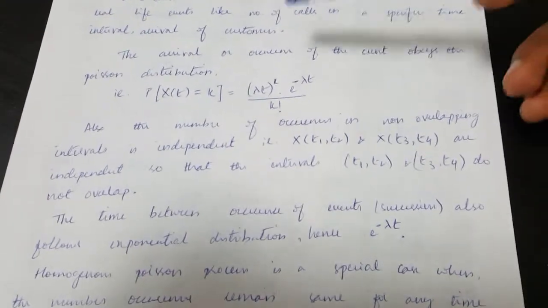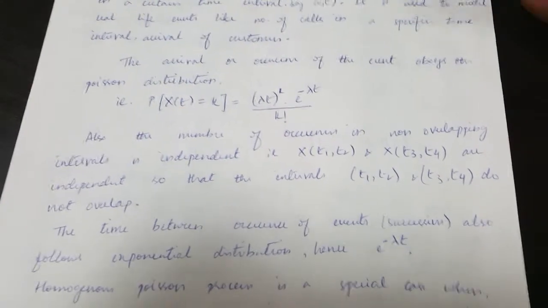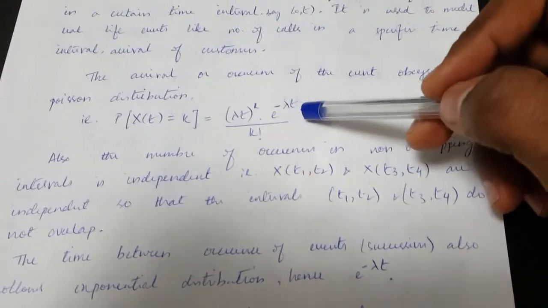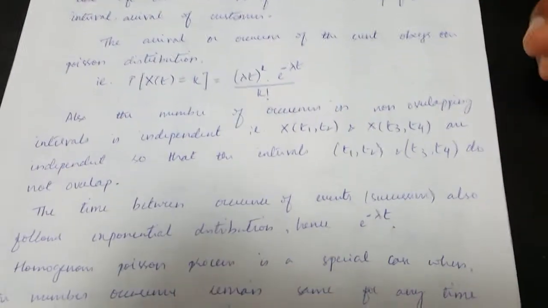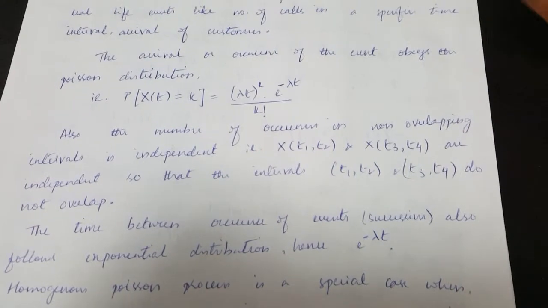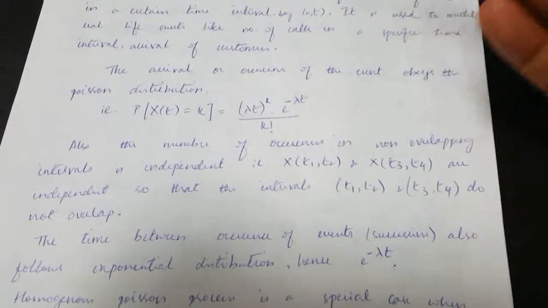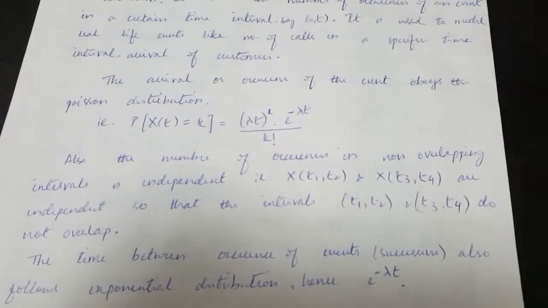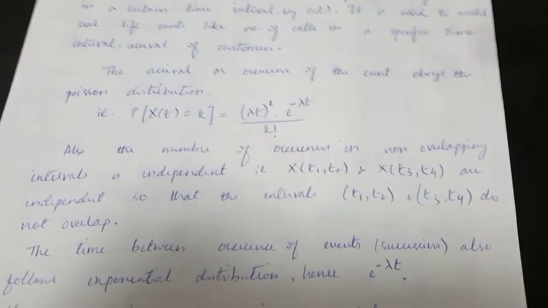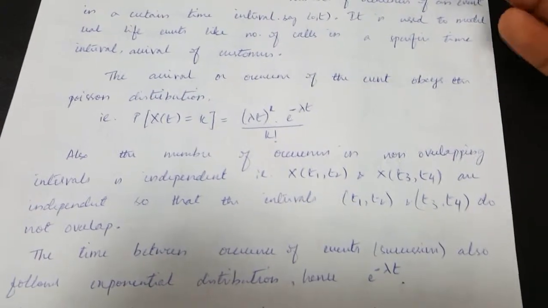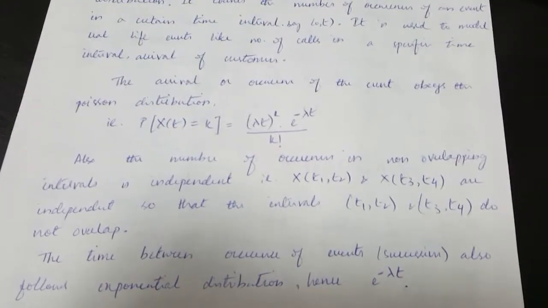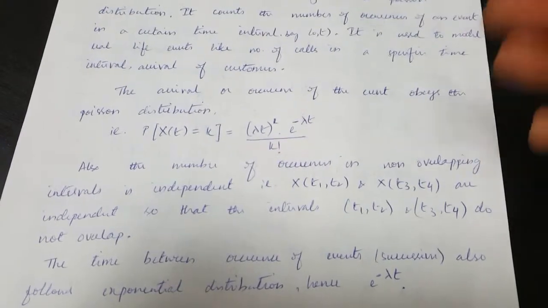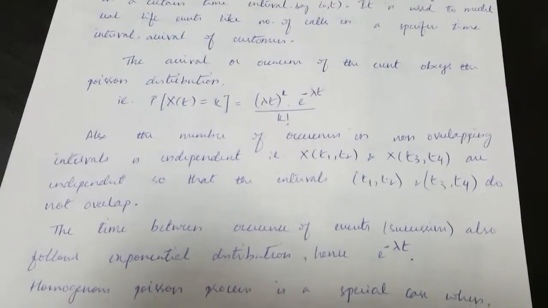Also, the time between occurrence of successive events follows an exponential distribution. That is why we have this term here, e power minus lambda t. So that means that if an event occurred and we are waiting for the next event to occur, the time that we have been waiting does not depend on whether the next event is supposed to occur. So the next event occurring is independent of the time we have been waiting for that event to occur.